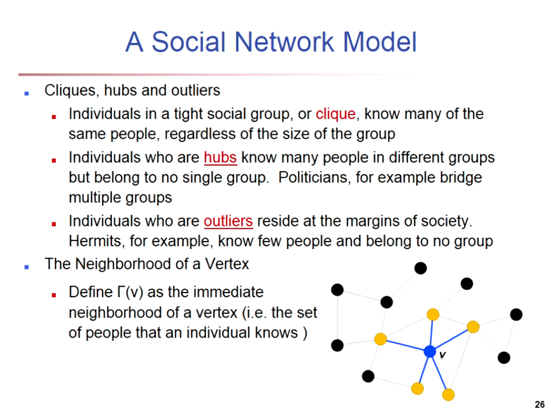The neighborhood of a vertex is defined as the immediate neighborhood of a vertex. For example, here for our vertex v, the immediate neighbors are the nodes represented in yellow. This is the representation of a neighborhood of a vertex.